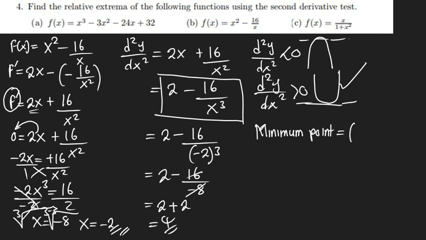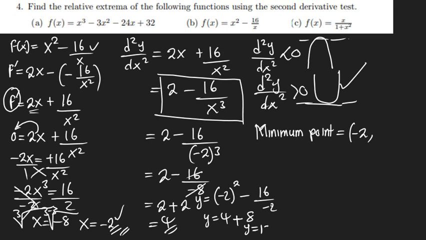So we have a minimum point at x = -2, comma, we get whatever we have, we put it in the original equation. So the original equation was -2 power 2, which is this one, minus 16 over -2. So this is going to be like 4 plus this is going to be like 8. So y is equal to 12. You have a minimum point at that.